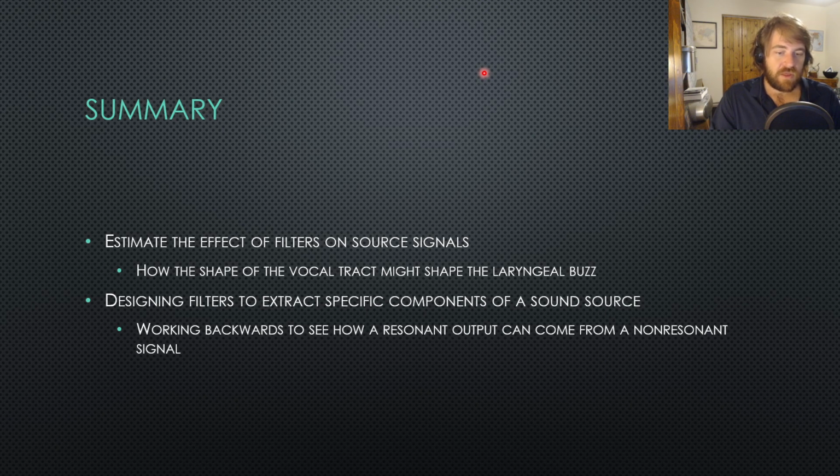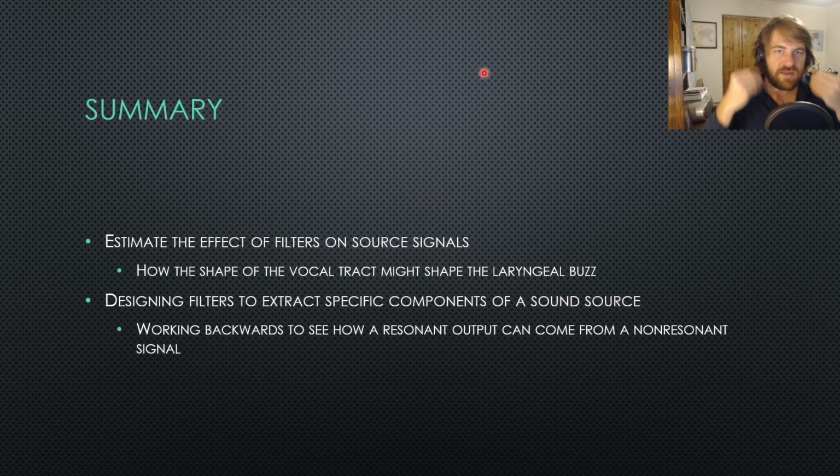And then also, it's how we design filters to extract specific components of a sound source. You can think about this in two ways. You can think about it like we want to produce a sound, and so we can shape our filter, our articulators, our vocal tract, to produce that sound. And then also, if we're doing some sort of audio editing, if we want to produce a tone or something like that, we can create a filter to produce that tone. Two completely separate ways of doing it, but it's basically the same thing.